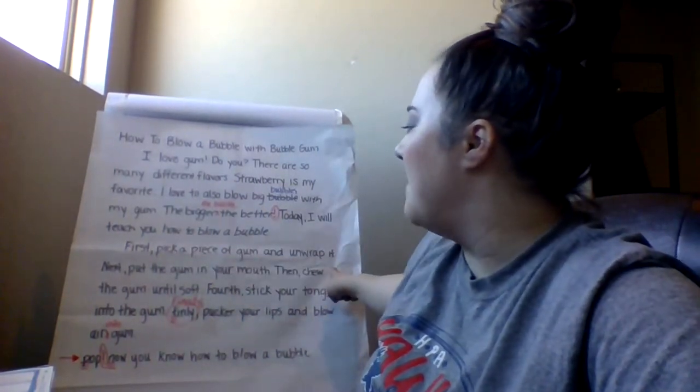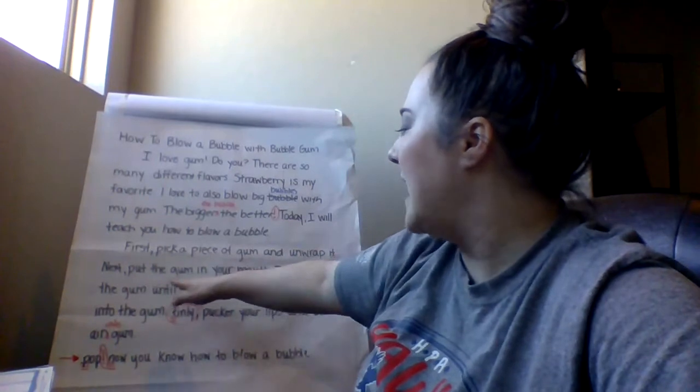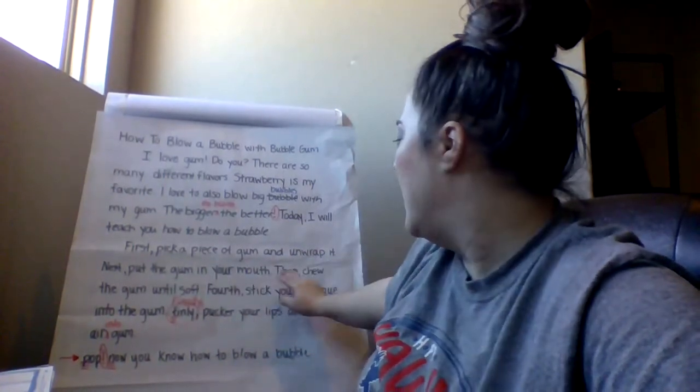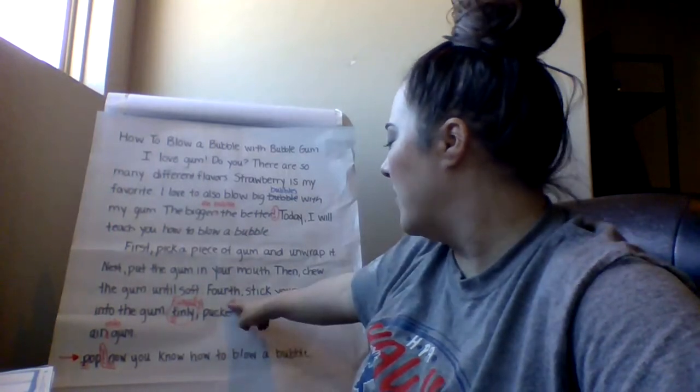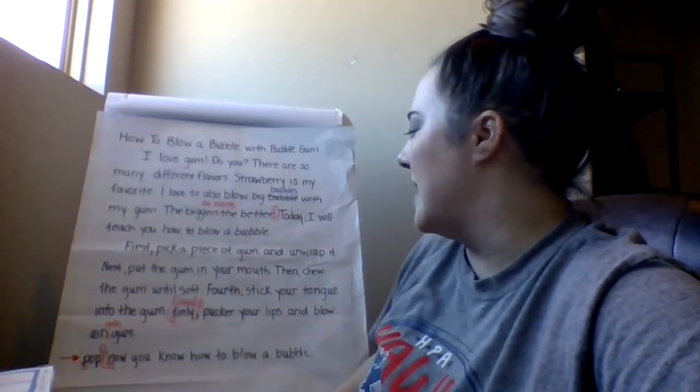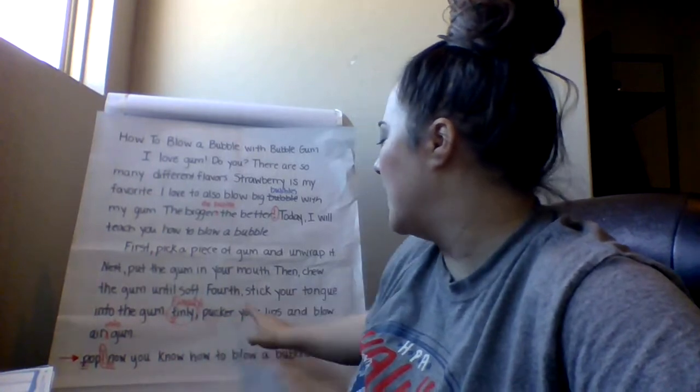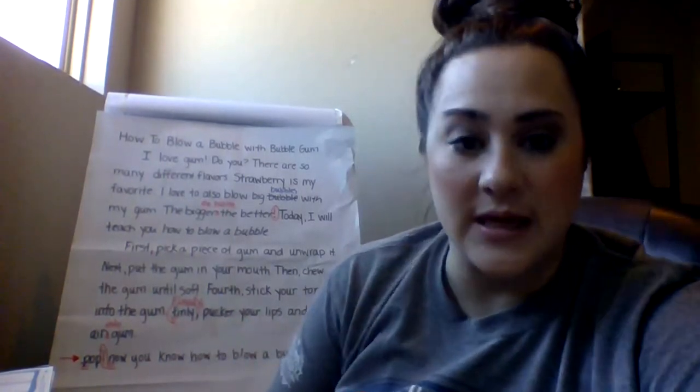pick a piece of gum and unwrap it. Next, put the gum in your mouth. Then, chew the gum until soft. Fourth, stick your tongue into the gum. Finally, pucker your lips and blow air into the gum.